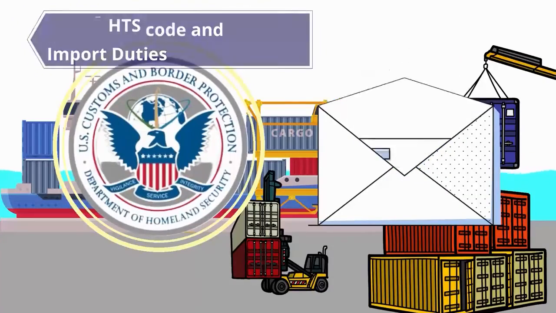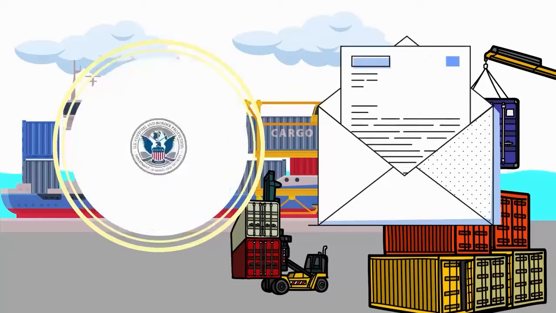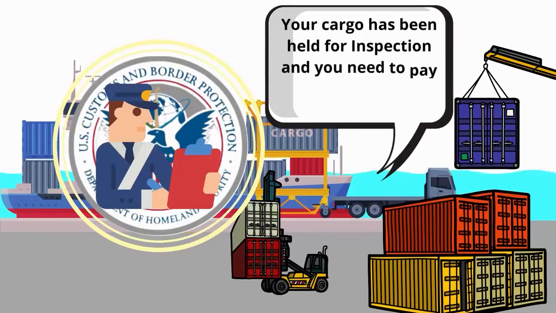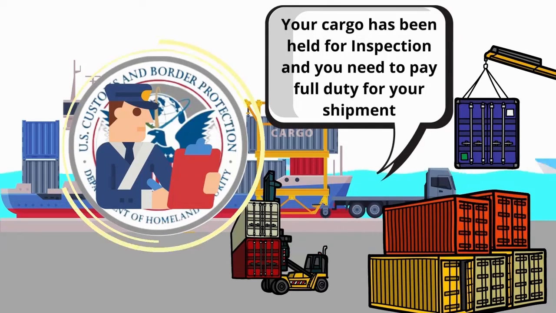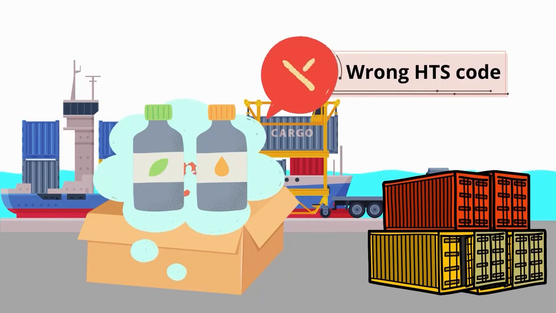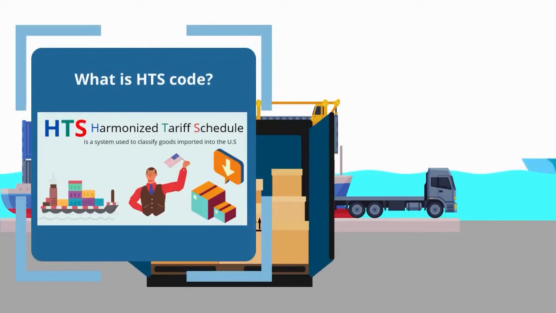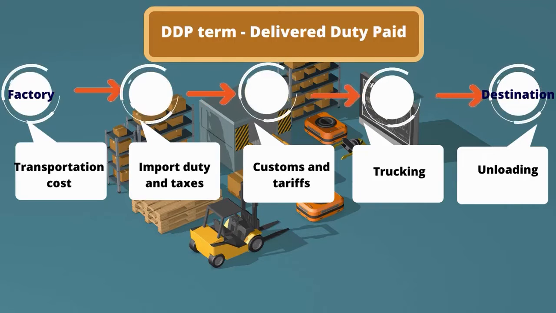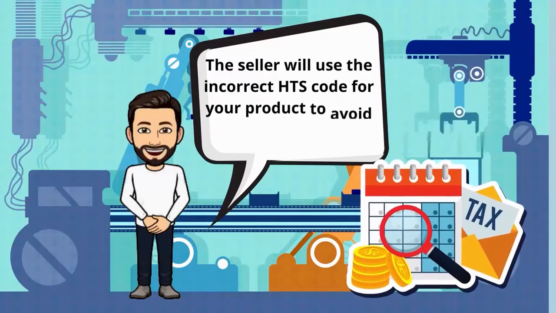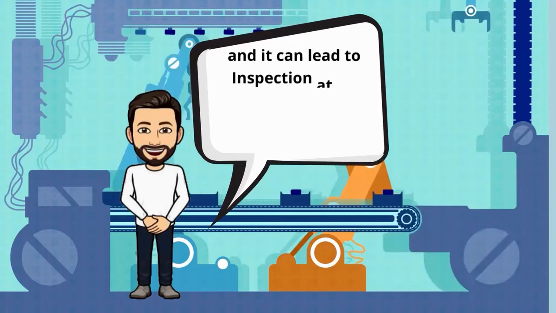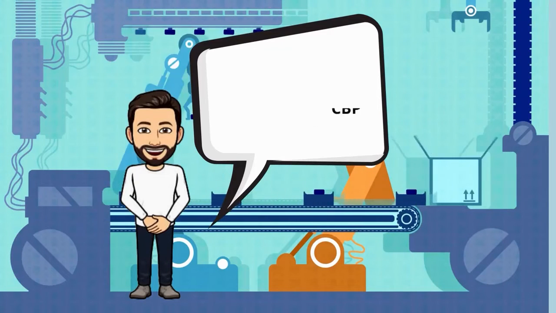Wrong HTS code and import duties. Have you ever received a letter or a call from Customs and Border Protection (CBP) notifying you that your cargo has been held for inspection, and you need to pay full duty for your shipment? The reasons vary, but it may be because you are using the wrong HTS code for your product. Some importers don't know what an HTS code is or which HTS code applies to their cargo, especially when they are using the DDP term, because the seller will pay all import duties and taxes for them. In some cases, the seller will use an incorrect HTS code for your product to avoid high duties and taxes, and it can lead to inspection at US ports or your cargo being held at CBP.